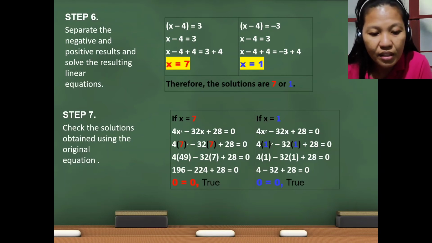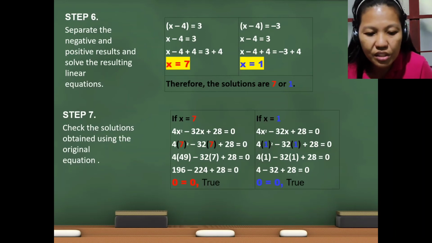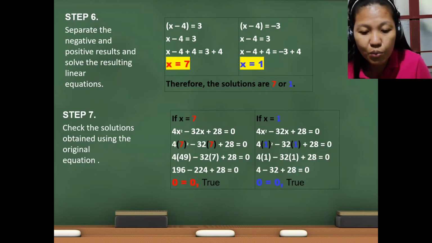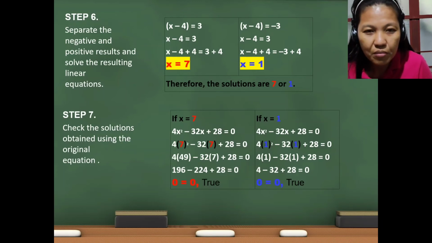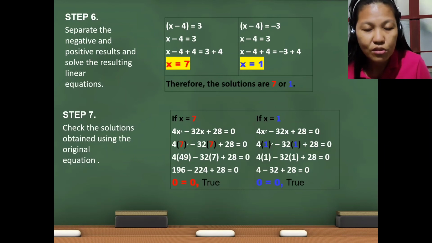Step 7, let's check the solutions obtained using the original equation. Let's substitute the solutions 7 or 1 into the original equation, 4x squared minus 32x plus 28. We have to make sure that our two statements are true. Therefore, the solutions 7 or 1 are both correct.